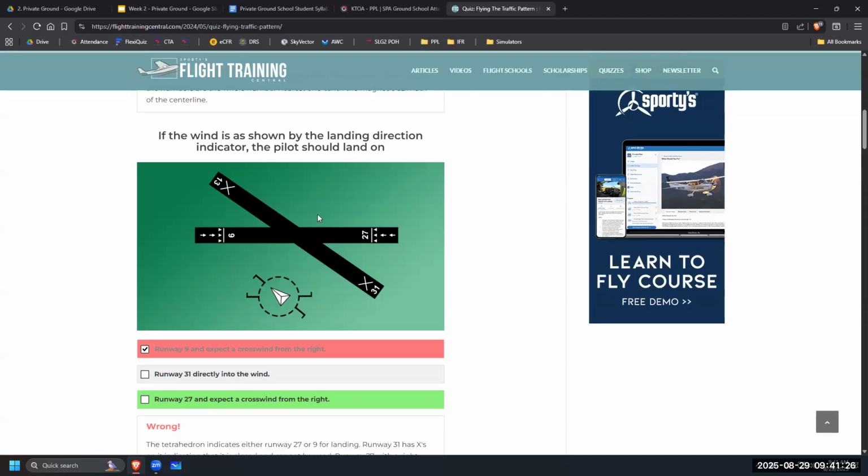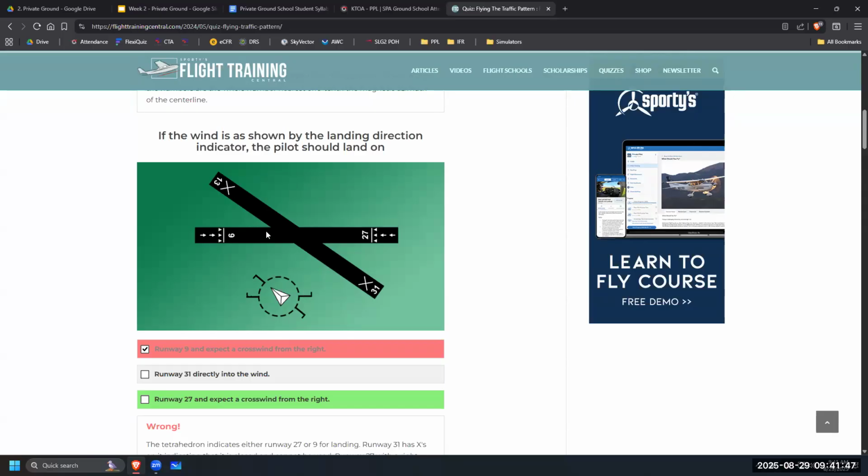If we want to overfly the runway, what altitude do we want to be at? 500 feet above TPA. Exactly. We don't want to overfly the runway at traffic pattern altitude. We're obviously going on a collision course with other planes that are in the pattern. So the standard is to fly 500 above traffic pattern altitude.